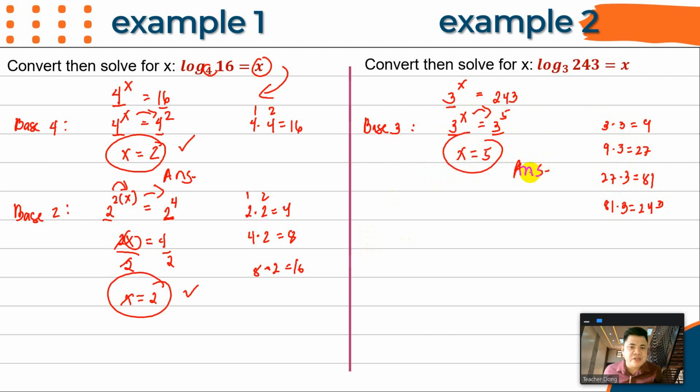Can we use another base? No, because 3 is already a prime number. Unlike here, 4 is not yet a prime number. So we can have another factor of 4, which is 2. Okay, so that's why we use 2 as the base.